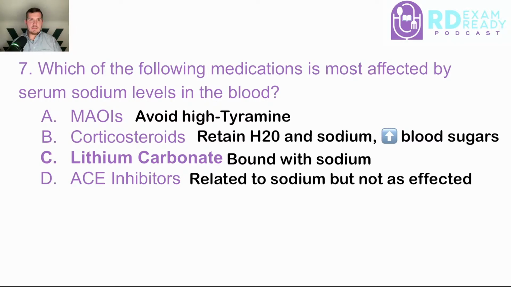Here's why, as I told in our description. For A, MAOIs, we have to avoid high tyramine foods. So high tyramine foods is what you're going to have to watch out for, but not necessarily the sodium that we're worried about here. Corticosteroids can cause us to retain water, retain sodium. However, it's not going to be my best fit. C would be a better fit because it's much more bound to sodium, right?